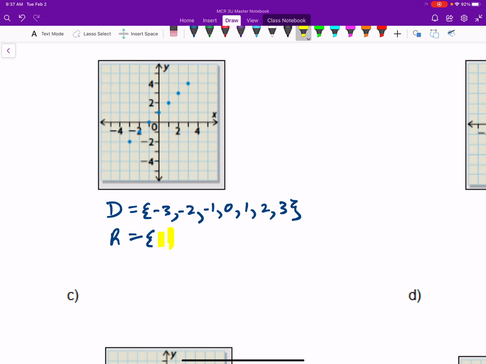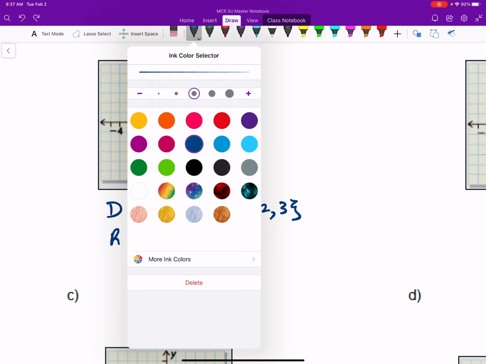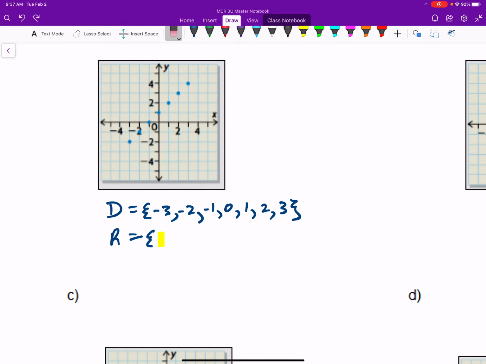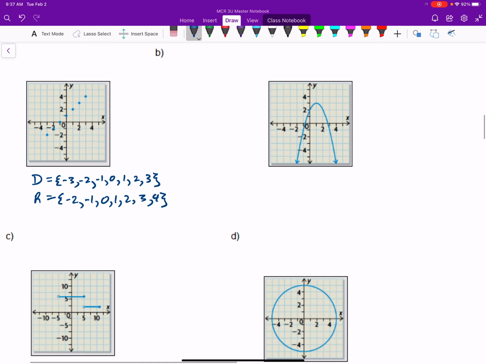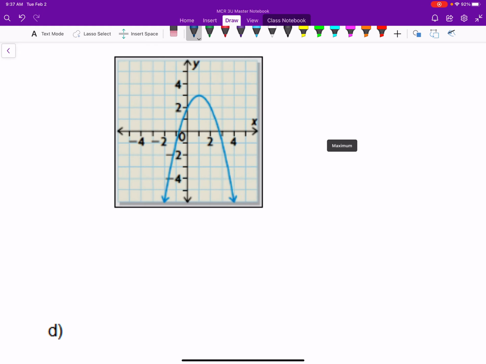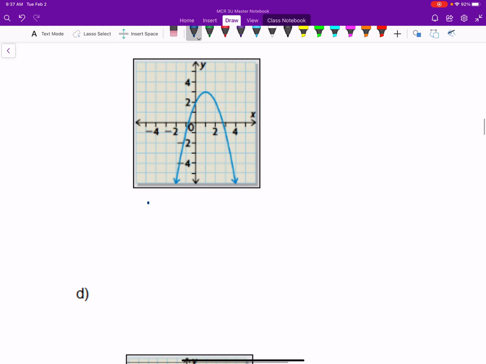Trying to get a blue pen. -2, -1, 0, 1, 2, 3, up to 4, without the points in between, which is why I've listed them. Here's a different parabola. Again, we can see the parabola. I'll come back and decide whether things are functions or not after I've done all the domains and ranges.